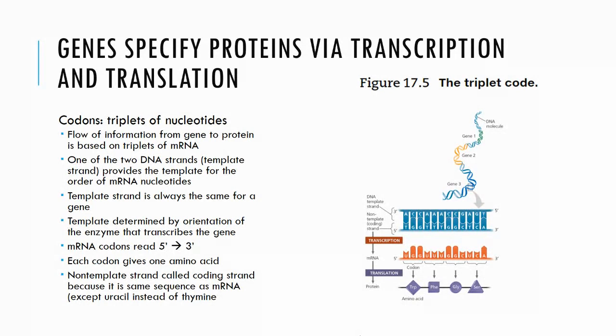One of the strands of DNA will be the template strand that provides the template for the order of the mRNA nucleotides. Whichever strand is the template is always going to be the template strand for that gene, and it's determined by the orientation of the enzyme that transcribes the gene. Those mRNA codons will be read from 5' to 3', and each codon gives us 1 amino acid. The non-template strand is called the coding strand because it will have the same sequence as the mRNA strand, except there will be uracil instead of thymine. And of course, it's RNA nucleotides over DNA nucleotides, but you get the idea there.